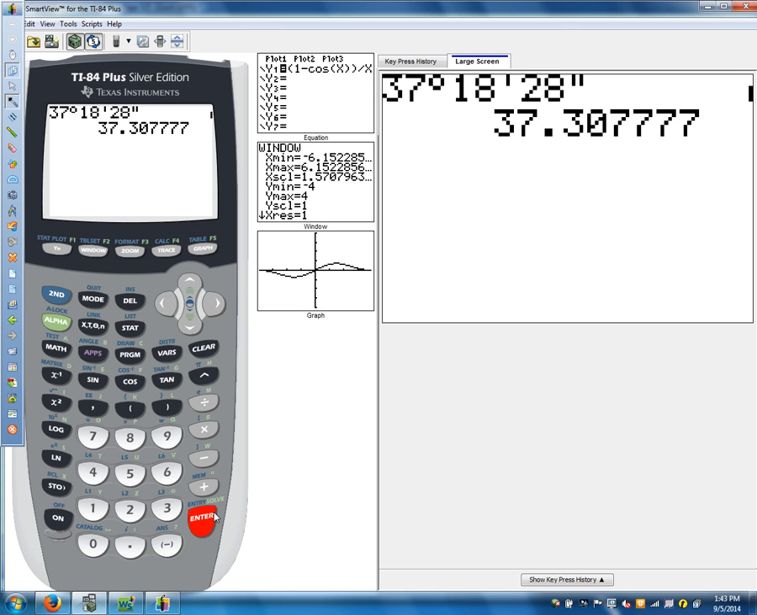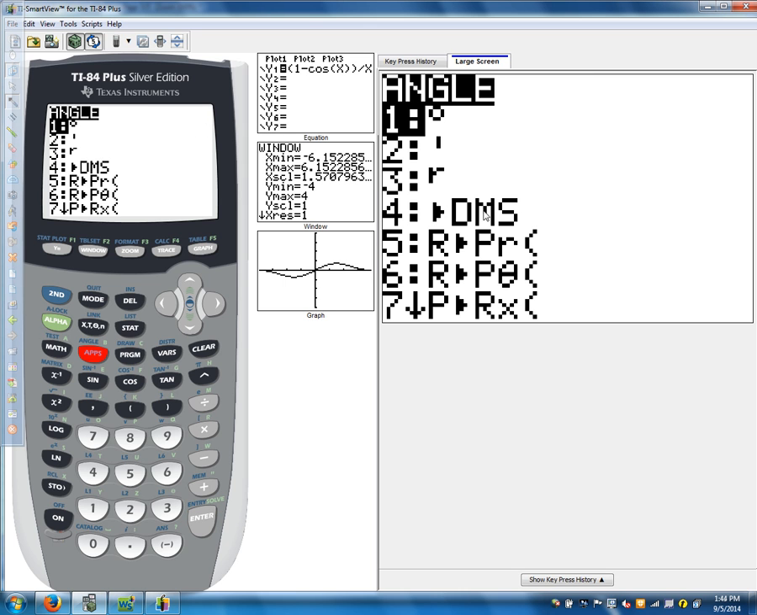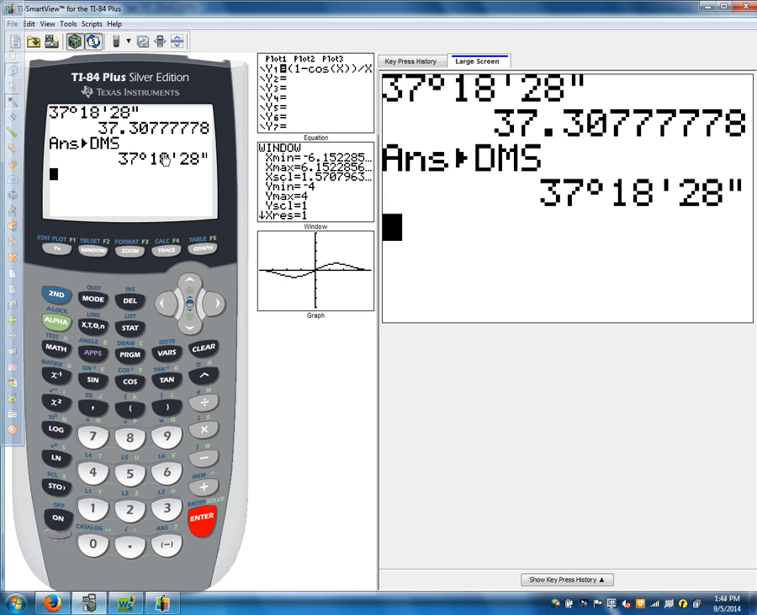If I want to go the other direction, if I want to convert this back to this form, I can go back to that angle menu, and this fourth one is the conversion to degrees, minutes, seconds. So I hit enter again, and it converts this back into 37 degrees, 18 minutes, 28 seconds. So some of your problems have to do with that, and that'll be the case throughout the semester. You'll have some problems that have this format. All right, questions? Okay.